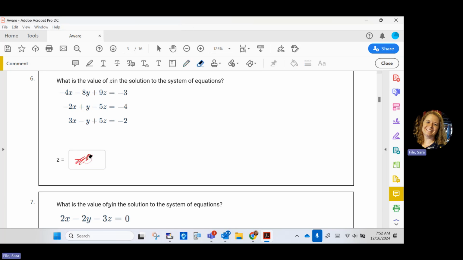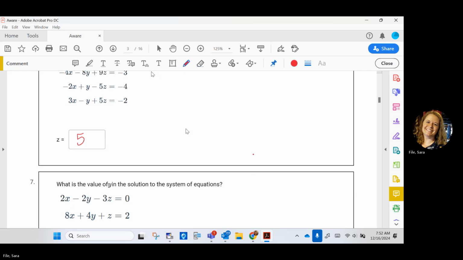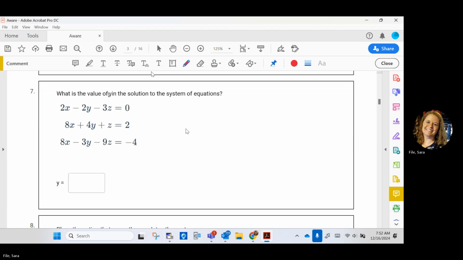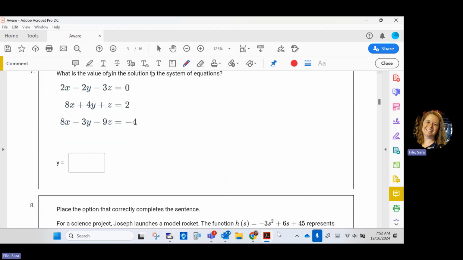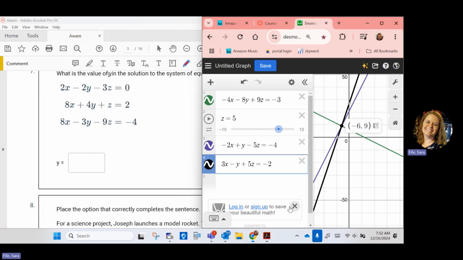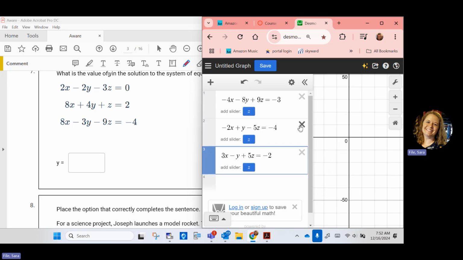Oops, thought I had an eraser. Okay. All right, another system. So let's double check that I type it correctly this time.